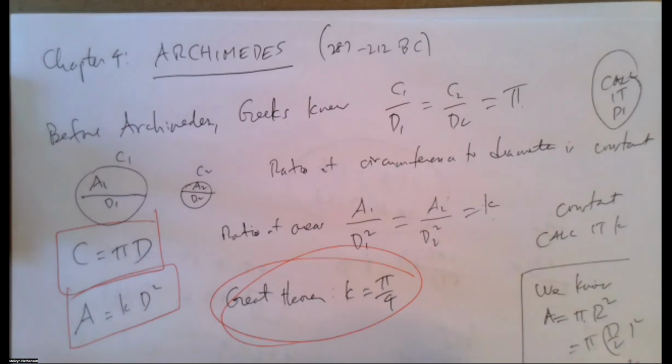Any questions about what we're about to do? It might be a little bit strange because we're about to prove something that you've known for a million years. But someone had to prove it, and it was Archimedes who did it. The Greeks before Archimedes, Euclid, could not do this.